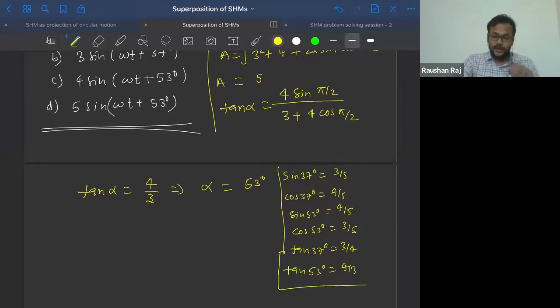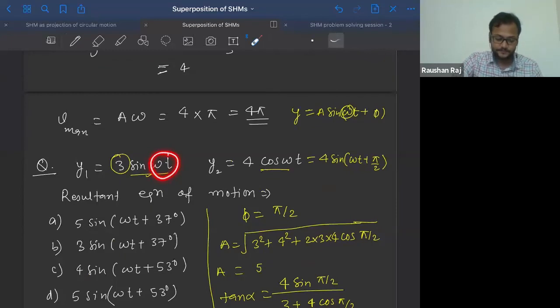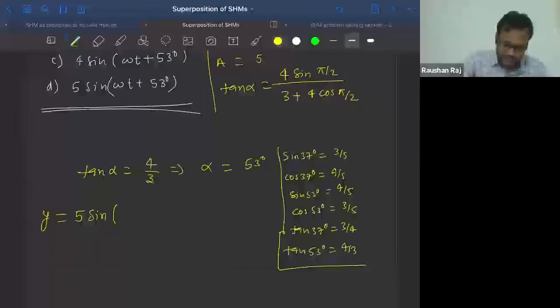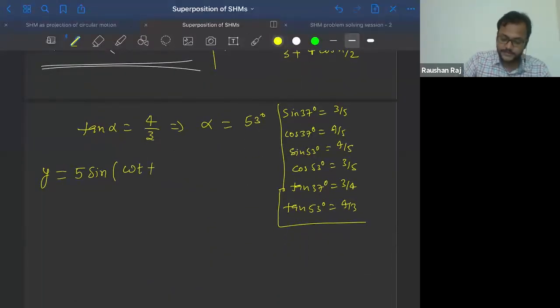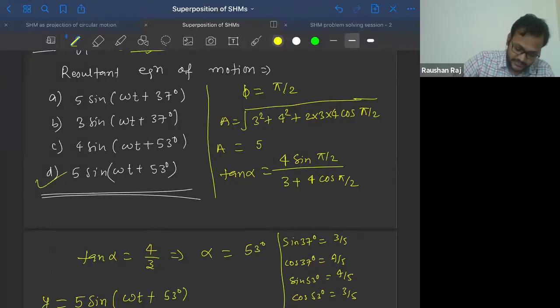Okay, now I got the value of alpha. What should be the answer? y will be written as amplitude. What is the resultant amplitude? 5 into sine of the phase of y1, which you have considered as A1. What is the phase of y1? Omega t. So omega t plus alpha. What is alpha? 53 degree. So which is the correct answer? Option B is the correct answer.